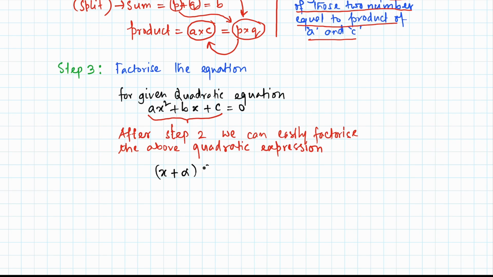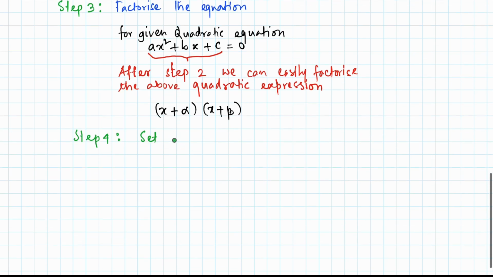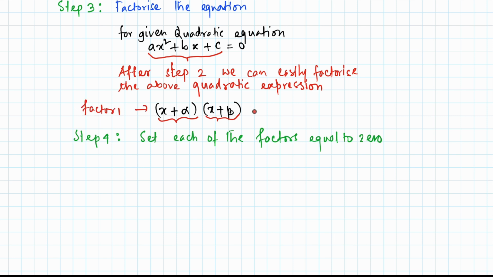That means x plus alpha times x plus beta. So these are the factors. Once we split the middle term, we get the factors like this. Once we get the factors, then we have to set each of the factors equal to 0. That is step number 4. So this is factor 1 and this is factor 2, and each of these factors we have to equate to 0.